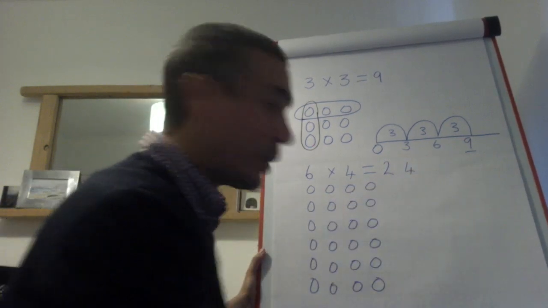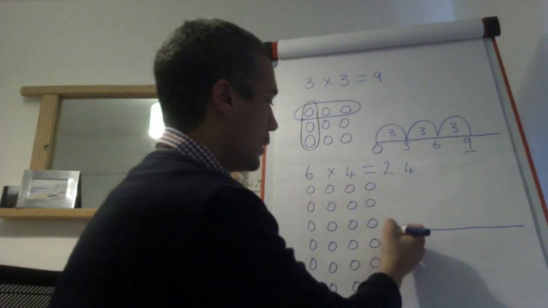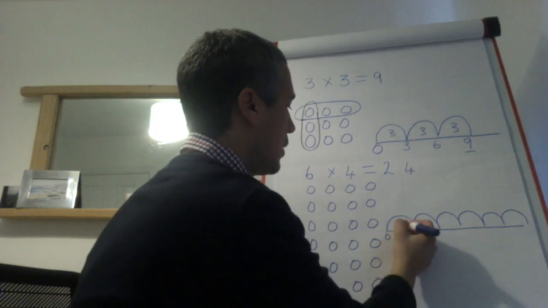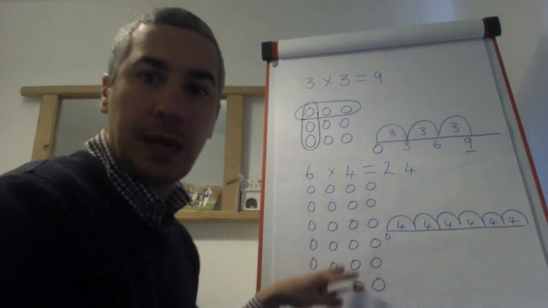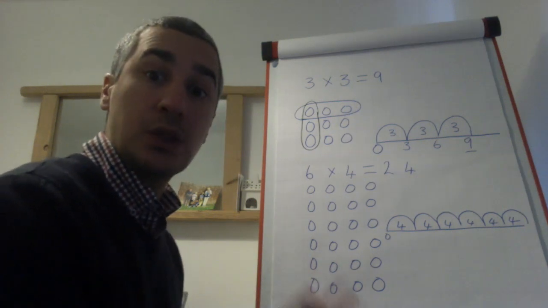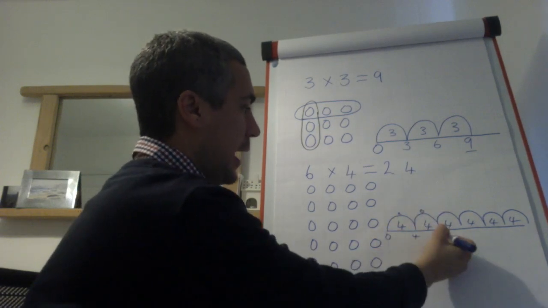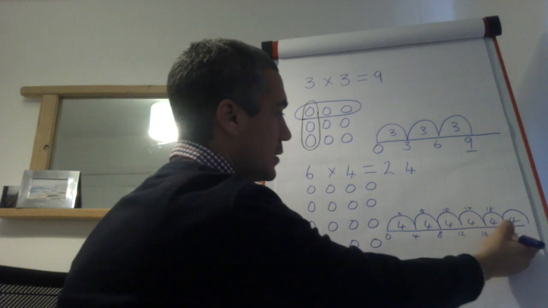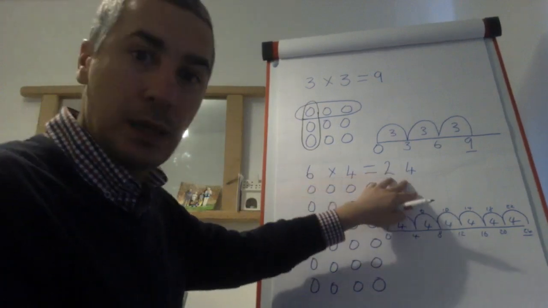Now we can also do that on a number line as well. So we want 6 jumps of 4. So we're going to go 1, 2, 3, 4, 5, 6. Start with a 0. And we know we've got 4 in each one of those. Now, again, we can use skip counting to work out the answer for this. If you're not very confident in counting in fours, which is a little bit tricky, we can do it in a different way and use our twos. So we go 0, 2, 4, 6, 8, 10, 12, 14, 16, 18, 20, 22, 24. So we can see 6 times 4 equals 24.